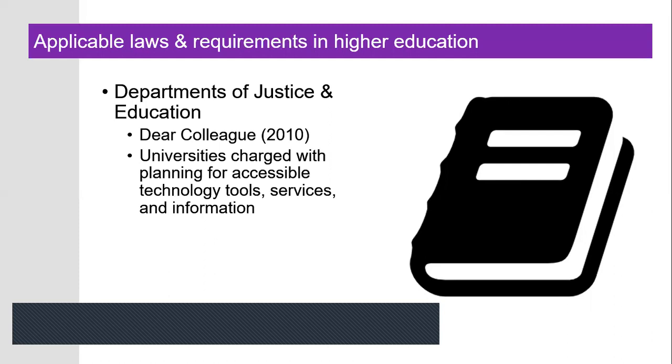Universities are now charged with planning for accessible technologies, and that includes everything from tools to services to information. According to the Departments of Justice and Education, as a public education institution, we must provide accessible programs and services either directly or through equivalent facilitation, have a plan for how technology resources will be made accessible, demonstrate progress towards fulfillment of that plan, and really most importantly, keep lines of communication with our users open and obvious.